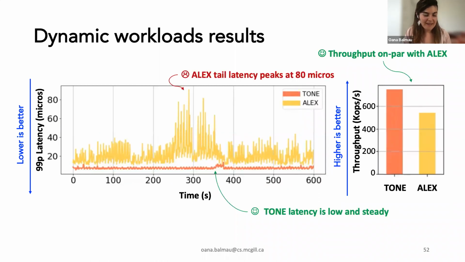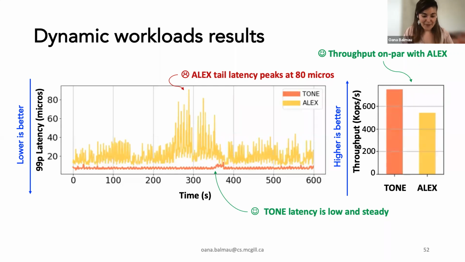So the plot on the left shows a timeline of the tail latency for Tone in orange and Alex in yellow, and throughput for Tone and Alex. So we can see that the Tone latency is low and steady, while the Alex latency peaks even to 80 microseconds, and the throughput is on par. So we don't lose much there.